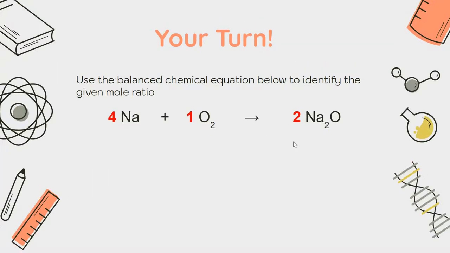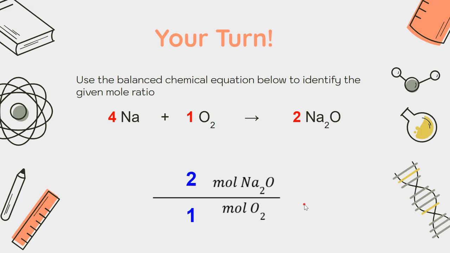So now you give it a try. What is our mole ratio for this equation relating moles of Na2O to moles of O2? Go ahead and answer on the EdPuzzle. You should have found that there were 2 moles of Na2O for every 1 mole of O2. Remember, we pull that mole-to-mole ratio directly from the balanced equation.